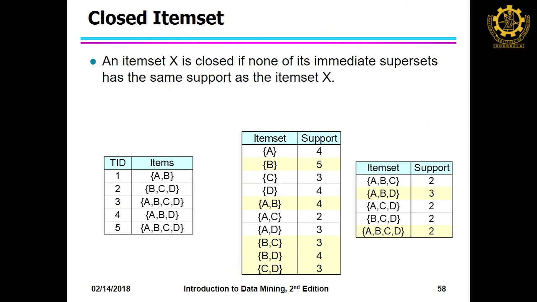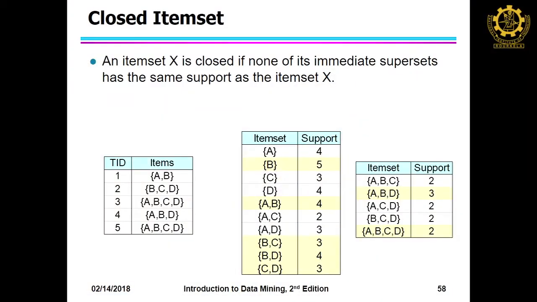Another thing is the closed item set. Why are we learning this? Because we have to have a compact representation. That is why we are learning it. Then we will go next to how you represent a transaction database very compactly.